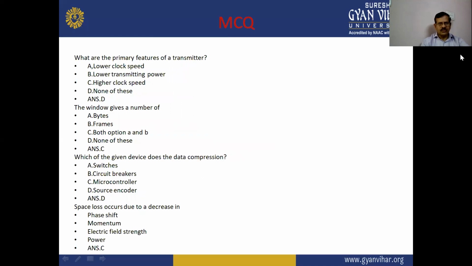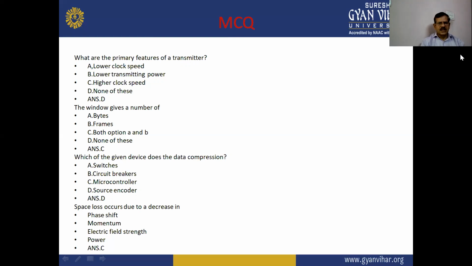Next question: what is the primary feature of a transmitter? Option A, lower clock speeds. Option B, lower transmitting power. Option C, higher clock speed. Option D, none of these. The correct answer is option D. The feature of a transmitter is none of these.